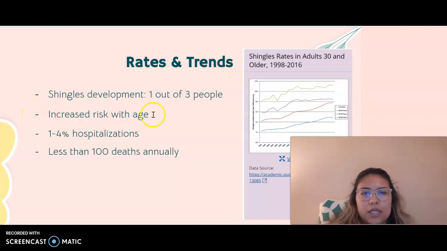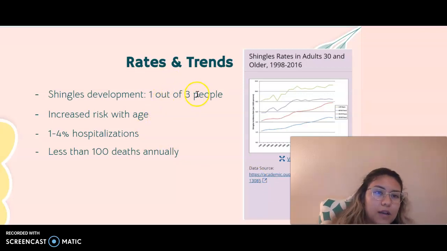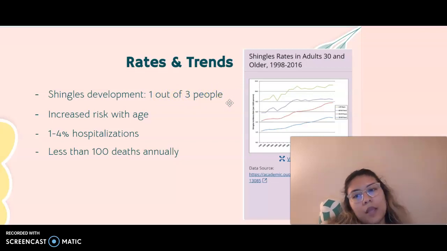So with increased age, you have an increased risk for shingles. We see that 1 out of every 3 individuals get shingles in America. We also have 1 million cases per year, as well as 4 cases per 1,000 individuals getting shingles annually. And then when you reach the 60 age group and up, you have 1 case per 100 people. Out of those cases, 1 to 4% of individuals are hospitalized because of shingles.